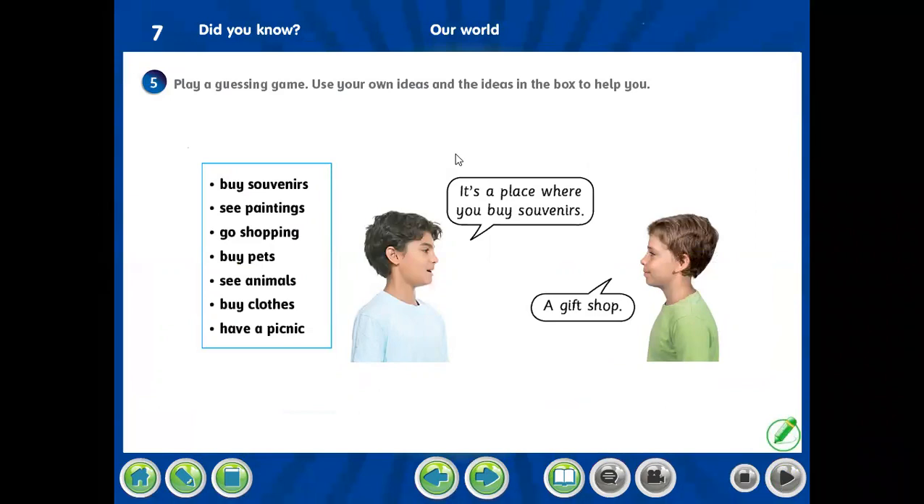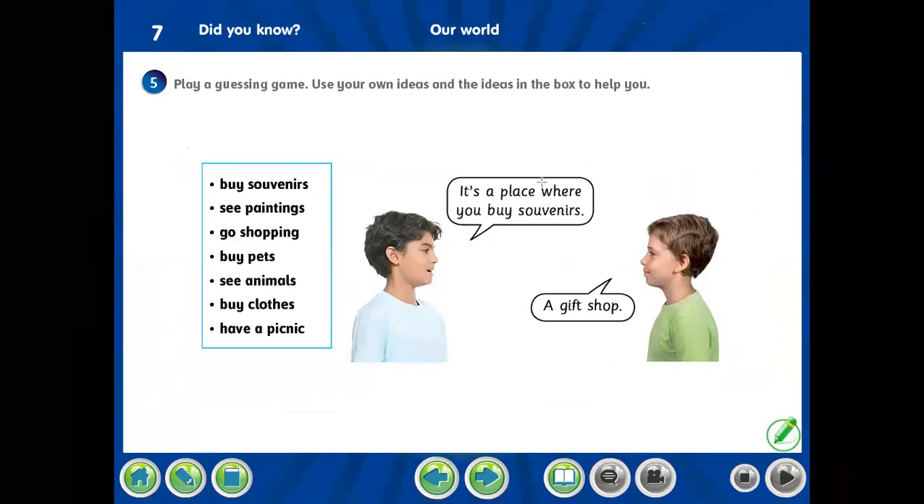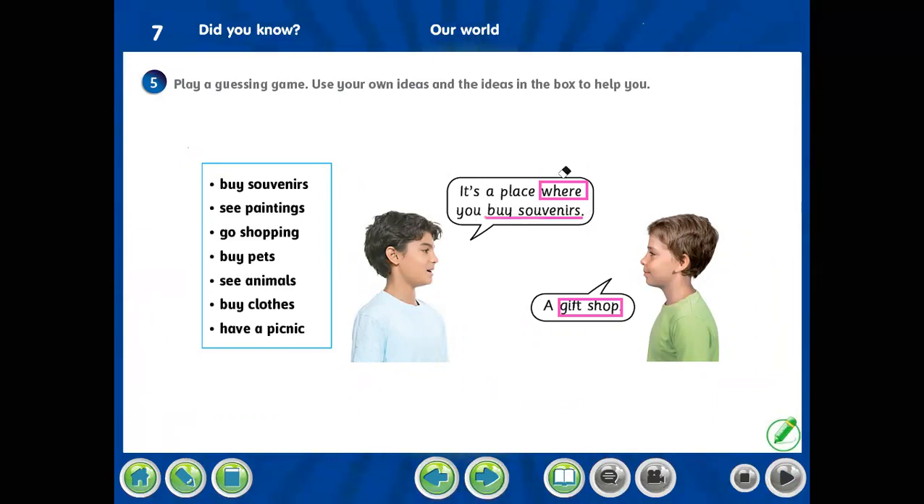We use the preposition where, the relative where, when we talk about places, okay? It's a place where you buy souvenirs. What place is? A gift shop. Question for you. Listen, it's a place where you see animals, different animals, small, big, dangerous. Oh, very good. The zoo. Yes. The zoo is the place where you can see animals.